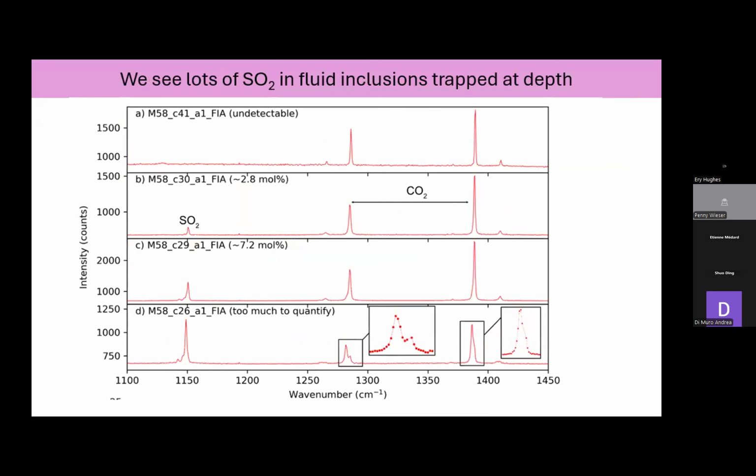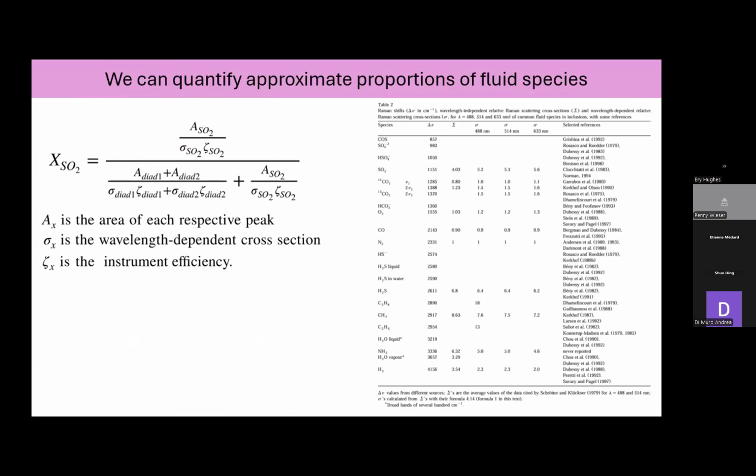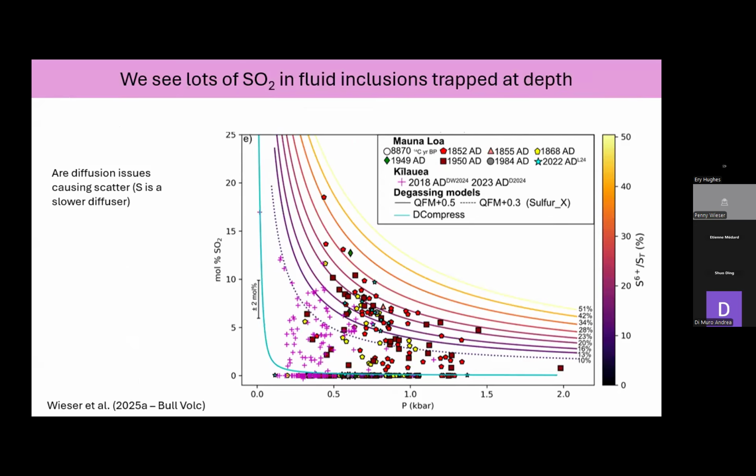At the same time, we were measuring fluid inclusions from Mauna Loa in my lab, and we saw SO2 peaks. So we could basically say there is SO2 in these fluid inclusions. We can fit those using the area ratio of SO2 and CO2. And from that, we can generate a mole proportion of SO2. And basically what we showed is that this is pressure from the CO2 density, SO2 from the area ratios, and we are expecting sulfur to start degassing at about a kilobar depth.